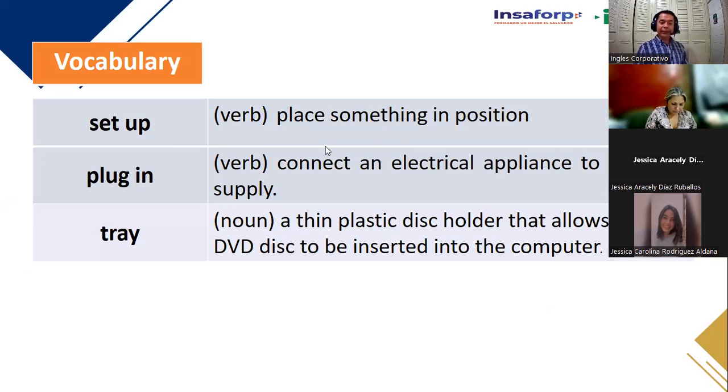Here we have the vocabulary, right? Set up. Set up is place something in position, colocar algo en posición. Plug in is connect an electrical appliance to a power supply. You know? Conectar algo. Tray. Tray is a thin plastic disc holder that allows a CD or DVD disc to be inserted into the computer. Bueno, ya las computadoras ya no traen este device, ¿verdad? Yo tengo dos computadoras Dell que todavía lo traen, pero ya no funciona. Es eso con un platito ahí donde se ponían los CDs, ¿no? Ok.